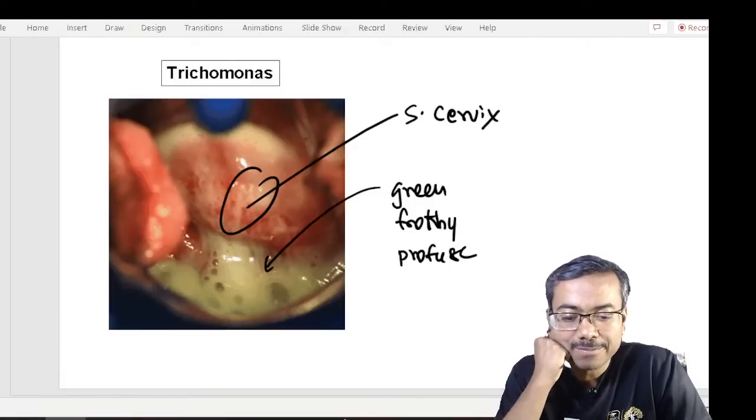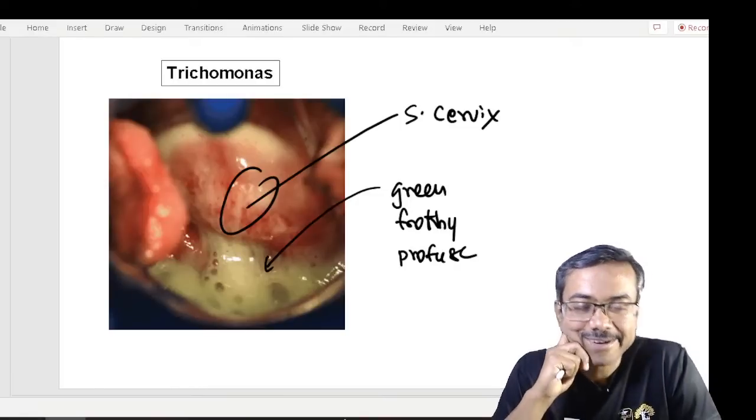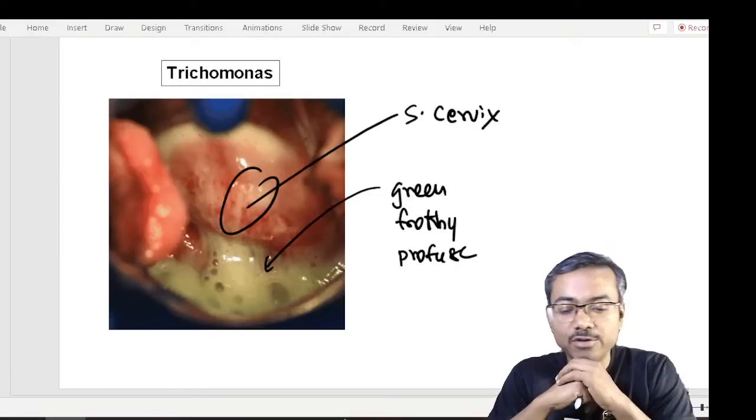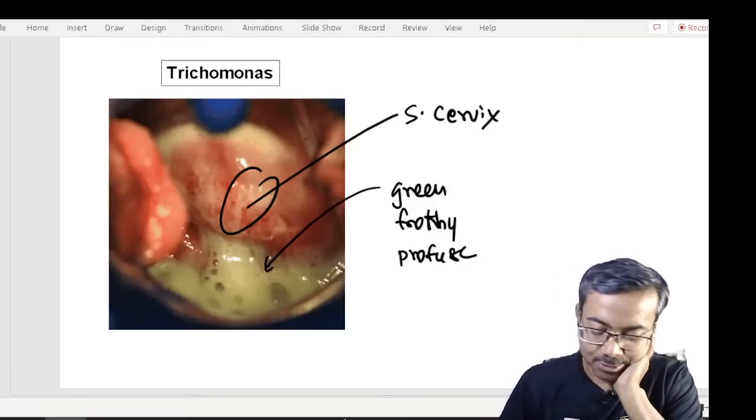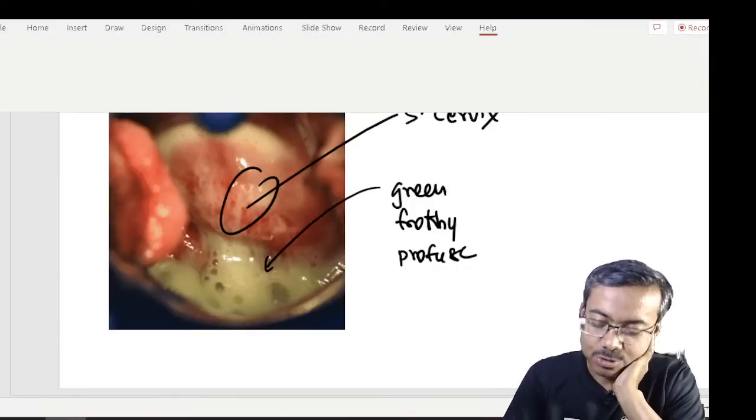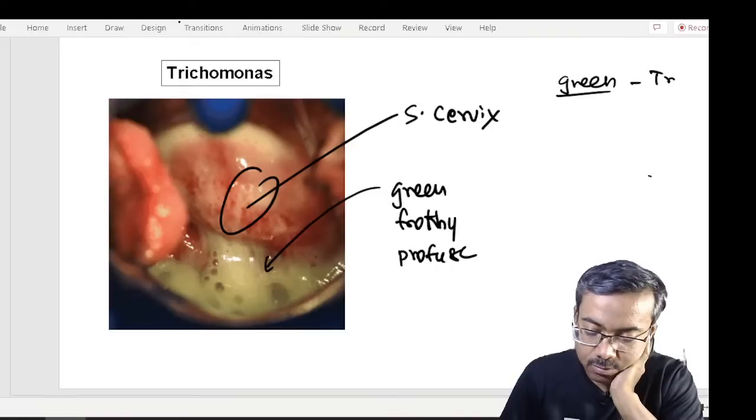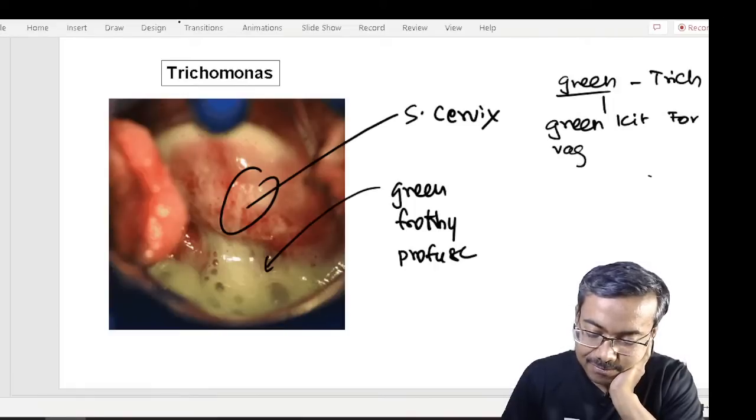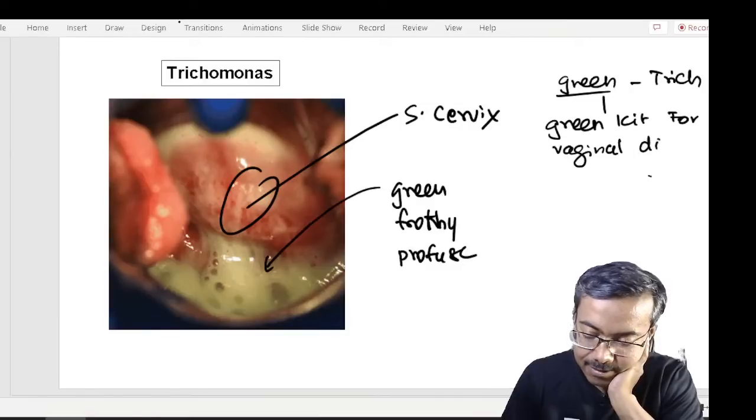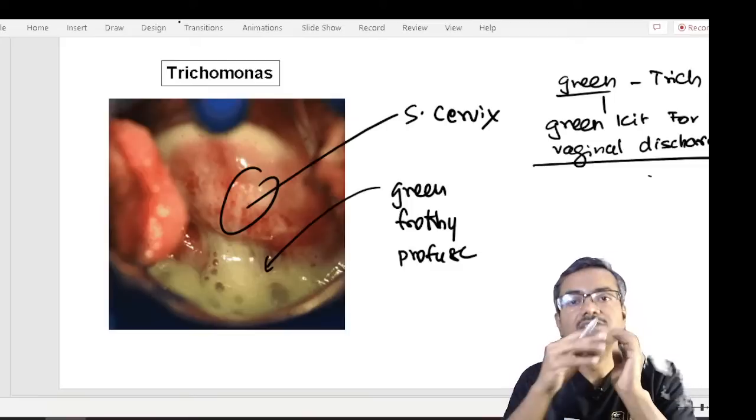Any way to remember the kit and the color? You'll have to make your own. I remember usually, I used to, now I remember easily. But I used to remember green discharge, green frothy, was trichomonas. So that is just the green kit for vaginal discharge. Okay? The green kit for vaginal discharge.